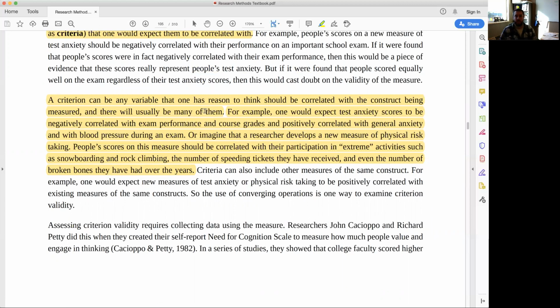So if somebody were to take a happiness scale, which we do have scales on happiness, what they score on that, we would expect to probably correlate high with self-esteem, but low with depression scales. And that would be criterion validity. Is it matching up how you would expect it to?